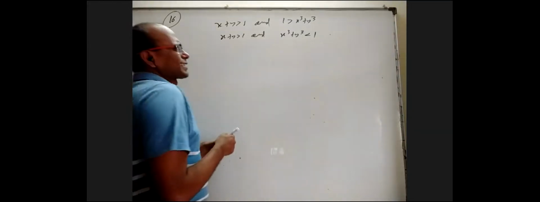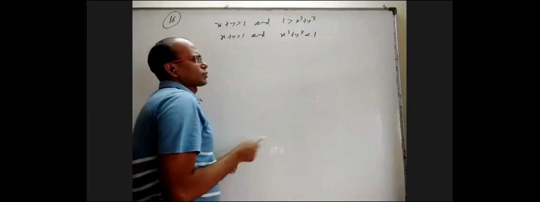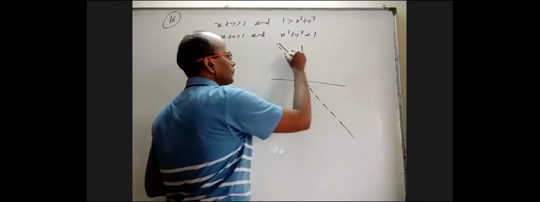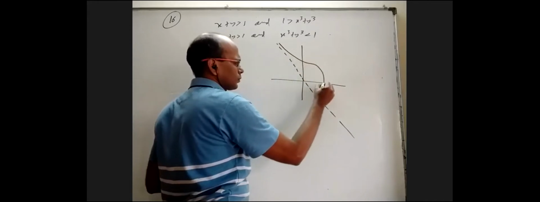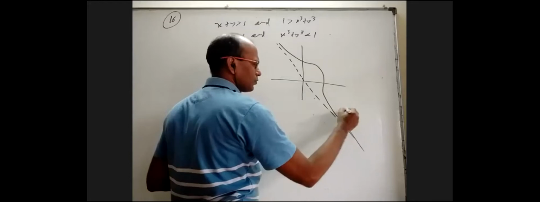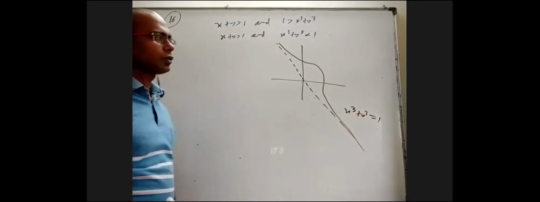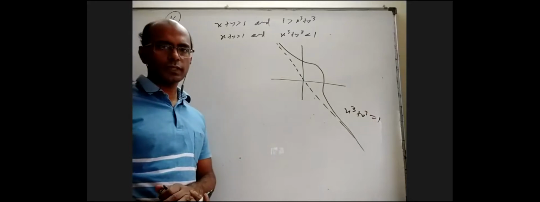I think if I take x cube plus y cube equal to 1 outside the first quadrant, I can give you some idea about the graph. I think this is the graph of x cube plus y cube equal to 1, on full x negative, y negative, everything.